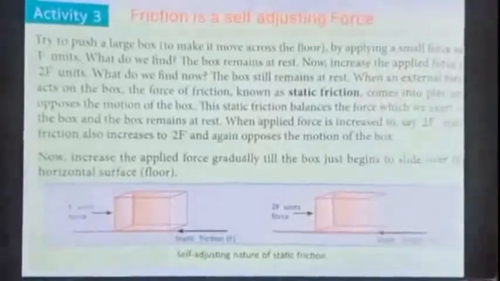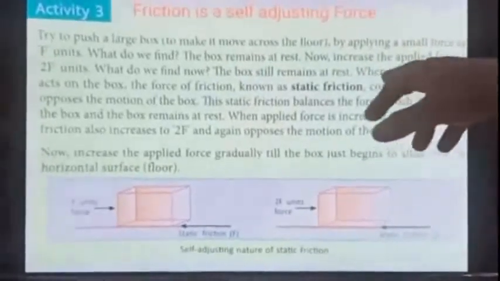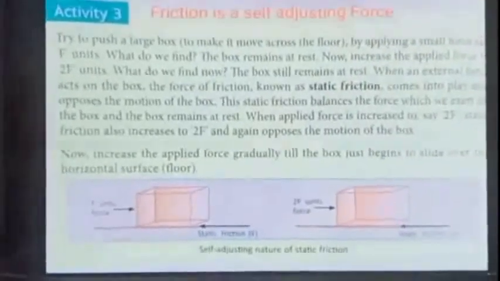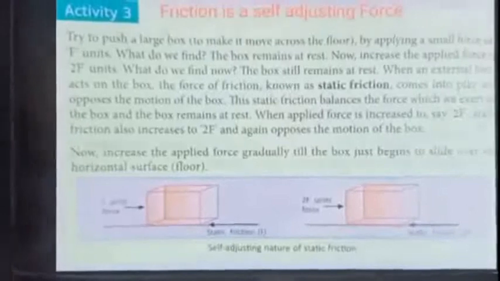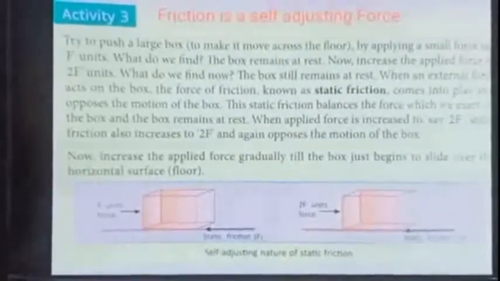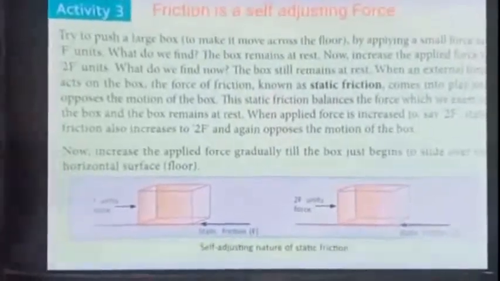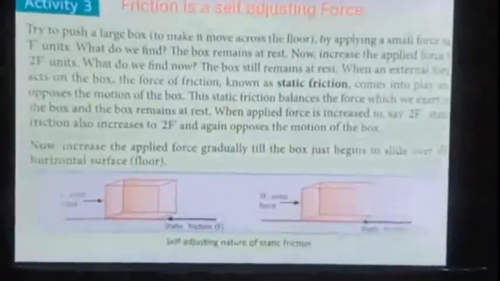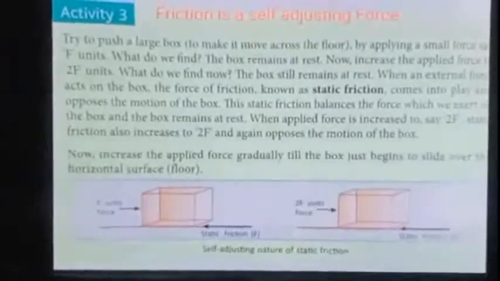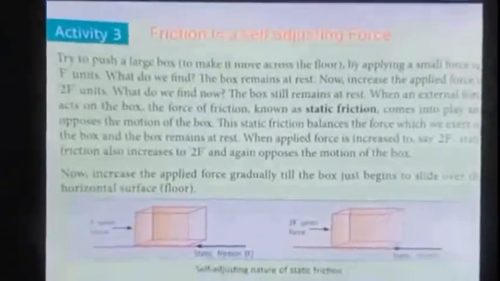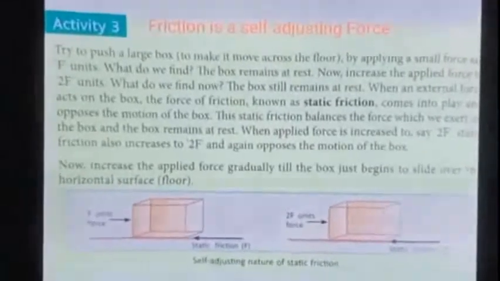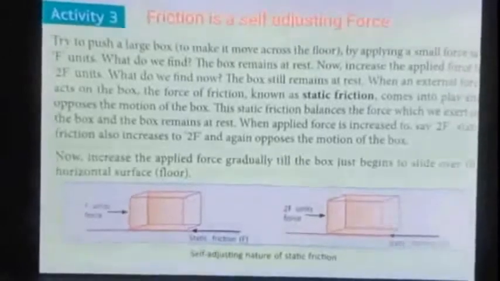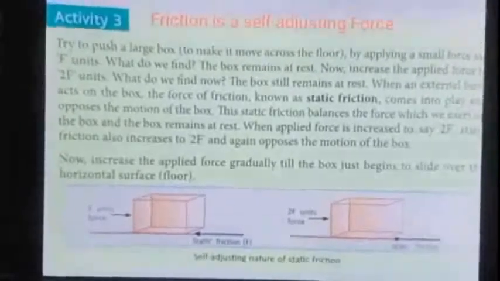From this we conclude that in the stationary state, the force of friction balances the applied force. This force of friction is called static friction. This activity shows that the force of friction is increased by increasing the applied force. So we can say that static friction is a self-adjusting force.